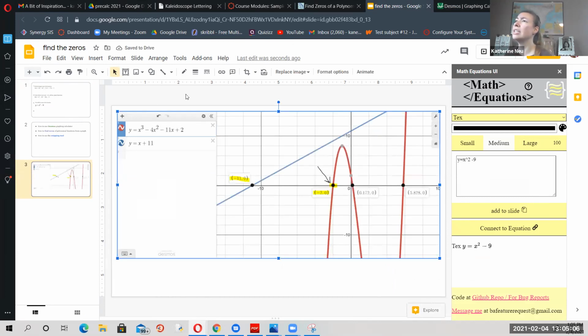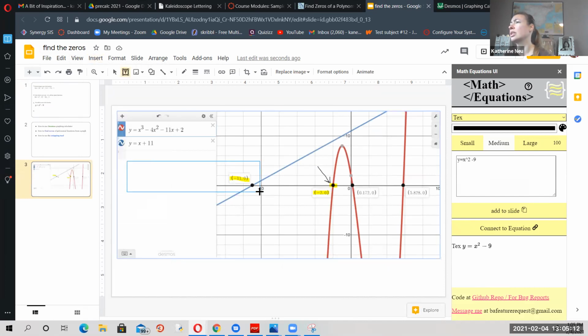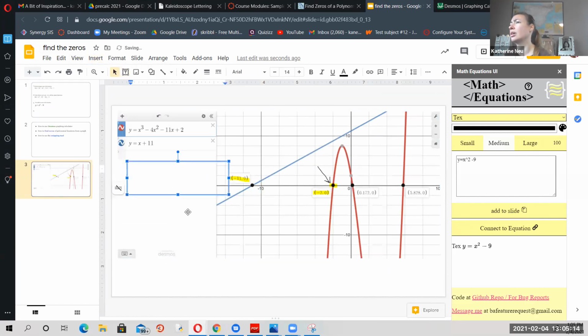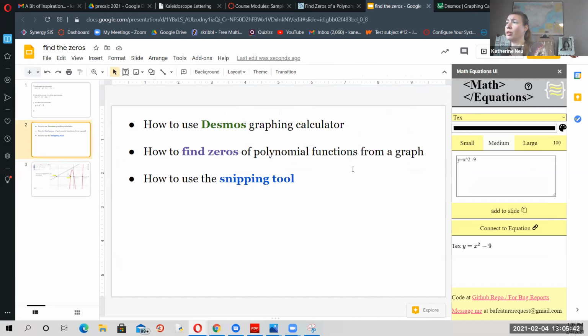There it is. And if I need to add something to it, I can do that with a text box and write something like, answers are highlighted for your convenience. Okay, something like that. So that's really nice. And there's Desmos. There's how to find zeros of polynomial functions, and the snipping tool.